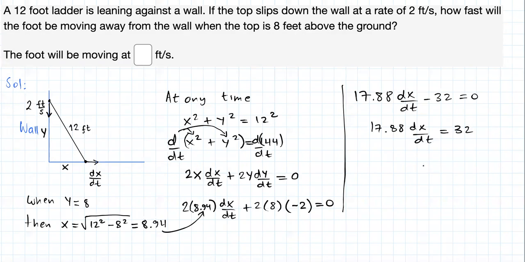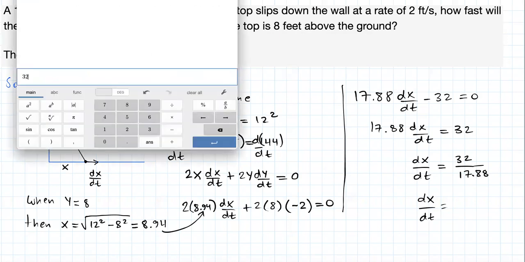Transposing 32 to the right side, or equivalently adding 32 to both sides of this equation, we get this. And finally, isolating dx dt, dividing both sides by 17.88, we should get this, right? For dx dt. Let's compute this in our calculator. So we have 32 divided by 17.88, that is 1.789. I'm going to round it to 2 decimal places. So this should be approximately equal to 1.79.